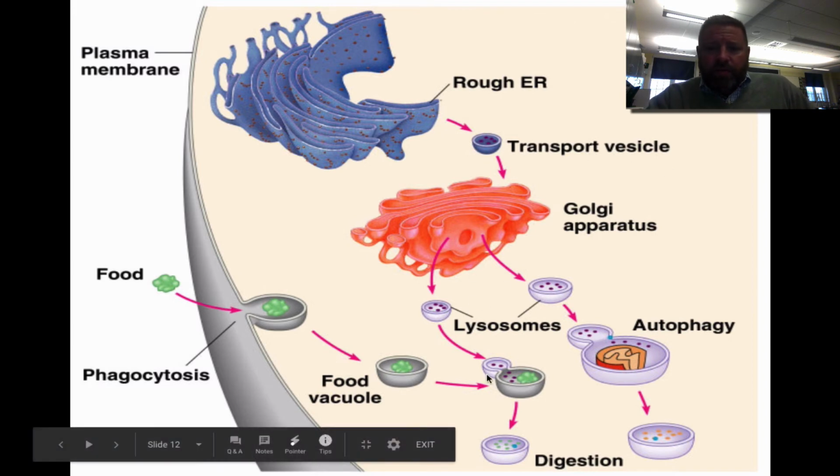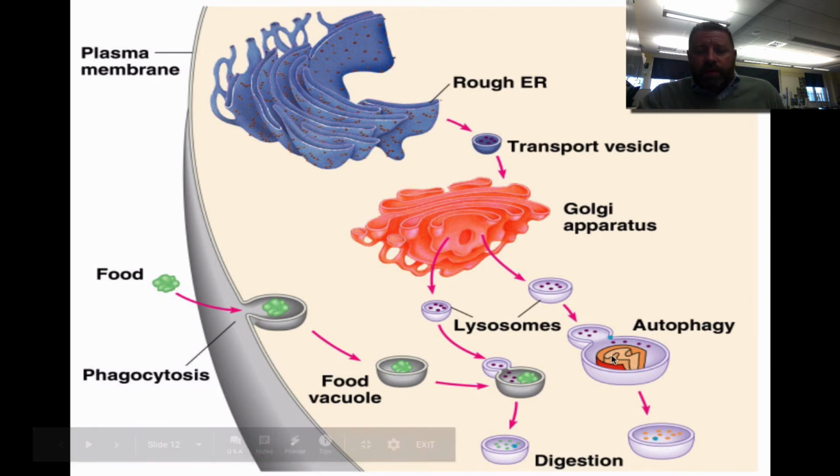So that's kind of the process here. With this autophagy, if you look here, this diagram is supposed to be a broken cell component. This is probably a broken piece of the mitochondria.